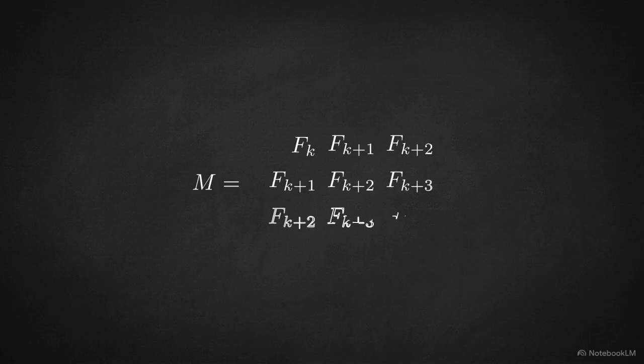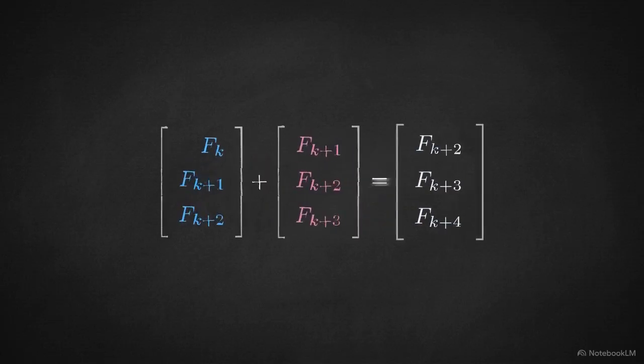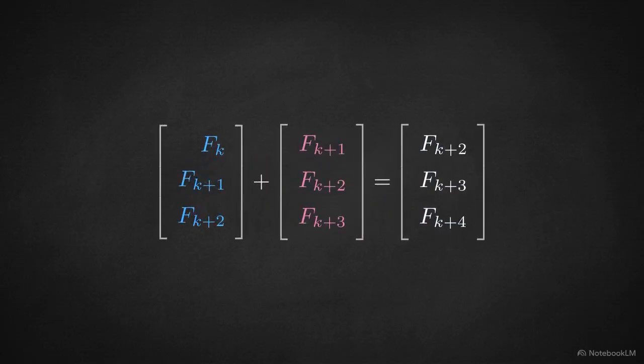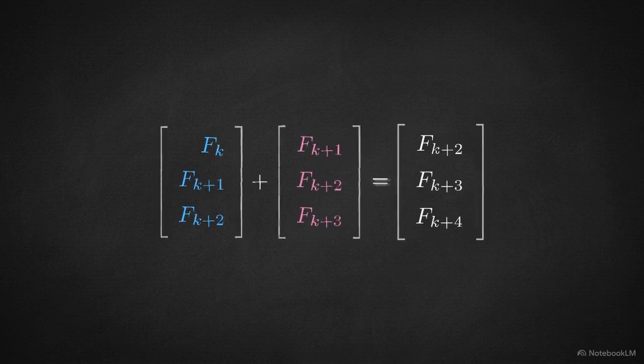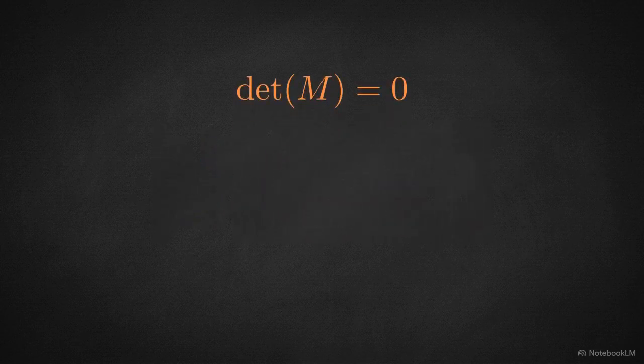Consider a 3x3 matrix, M, populated by consecutive Fibonacci triples across its rows. Examining the relationship between the column vectors C1 and C2 reveals the underlying recursive structure. Because of the recurrence relation, the third column, C3, is the sum of the first two. This strict linear dependence guarantees the determinant of matrix M is exactly 0.